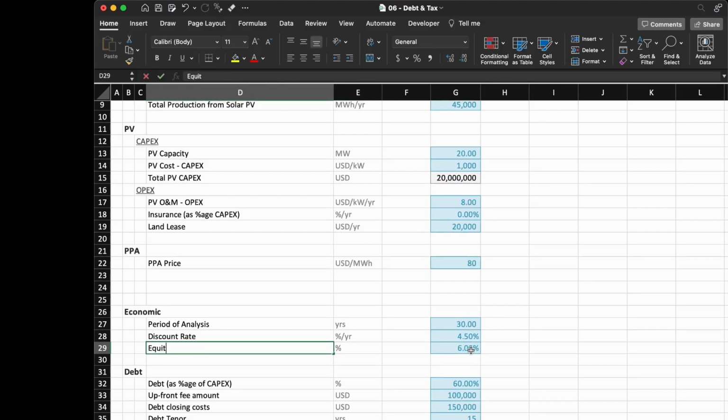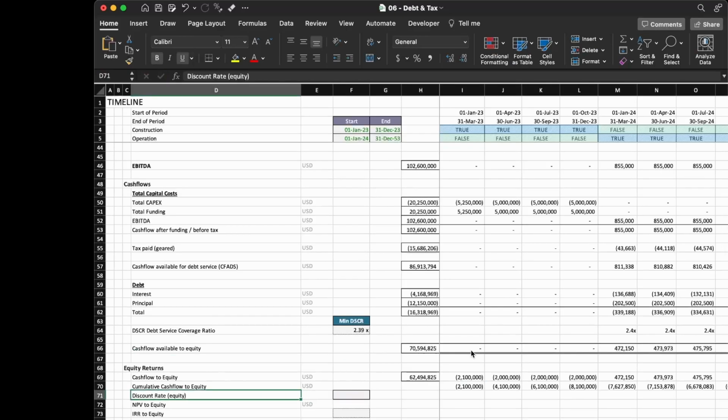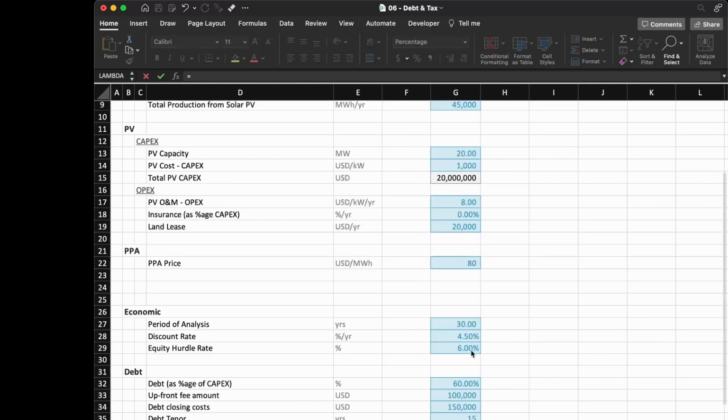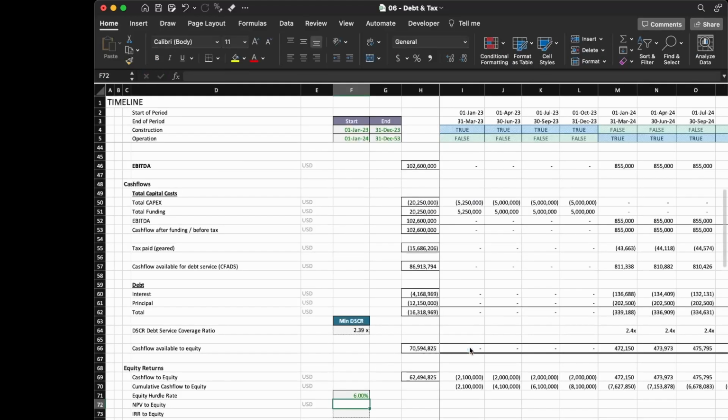Let's put equity hurdle rate. We're also going to put equity hurdle rate in here. That's going to be equal to this number here. What it means here is that the equity investor is looking for at least a 6% IRR in an investment. That's from the equity perspective, okay? And with this number here, we can calculate the NPV.